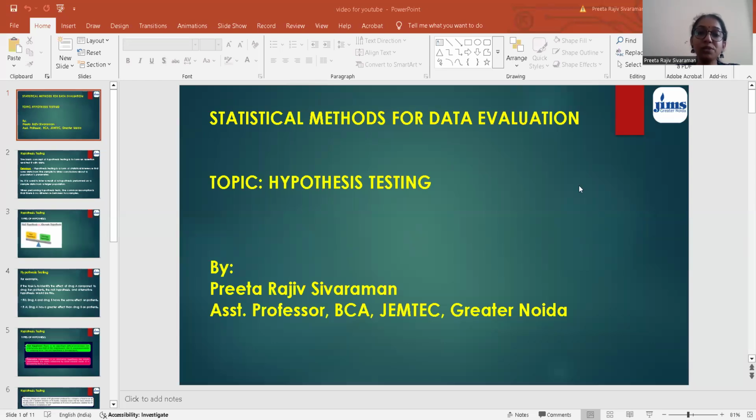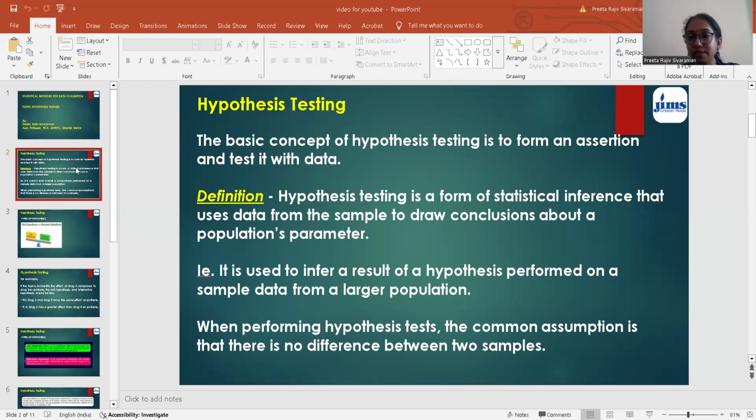Hello. Today I'm going to take a topic on the statistical methods for data evaluation. And in that, the topic is hypothesis testing. So let us understand what we mean by hypothesis testing, a brief introduction about it. This is a very important topic for students who are further pursuing BCA or BTech courses or going for post-graduation. And this is a basic concept for machine learning also.